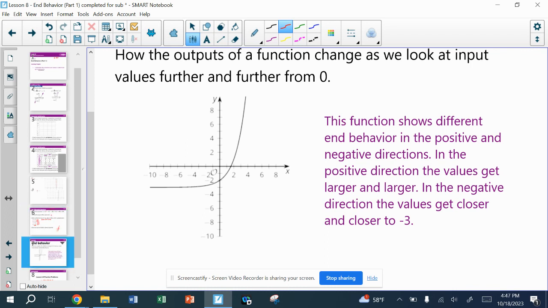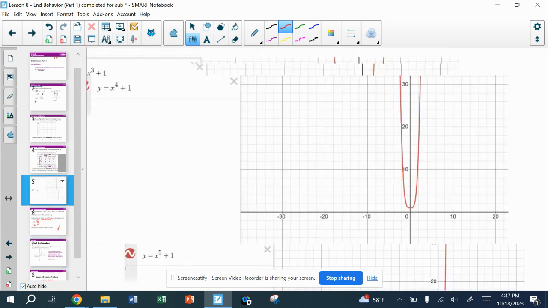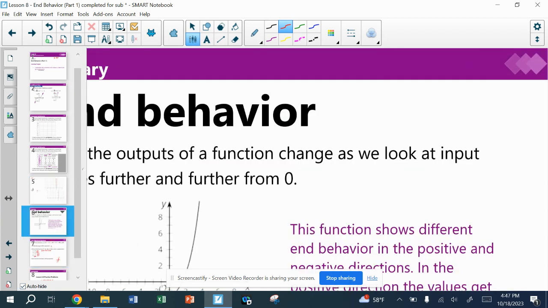Whoops, I just switched those slides. So today, well, come on. My computer doesn't want to work with me.